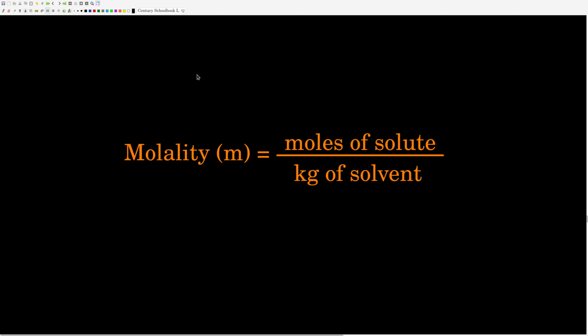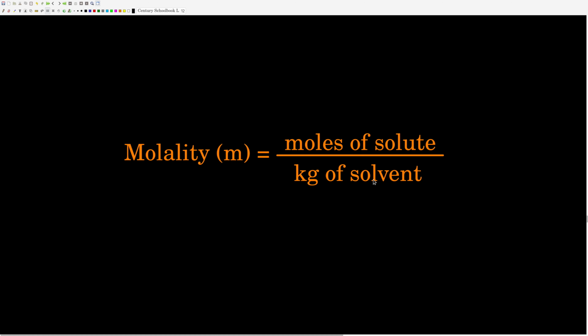The next one, molality. Now, this is very similar to molarity, and the word is very similar, only one letter difference, molality with an L instead of molarity with an R. And the symbol is a lowercase m rather than a capital M like it is for molarity. Both of them have moles of solute in the top. The difference is we have kilograms of solvent in the bottom for molality, liters of solution in the bottom for molarity.